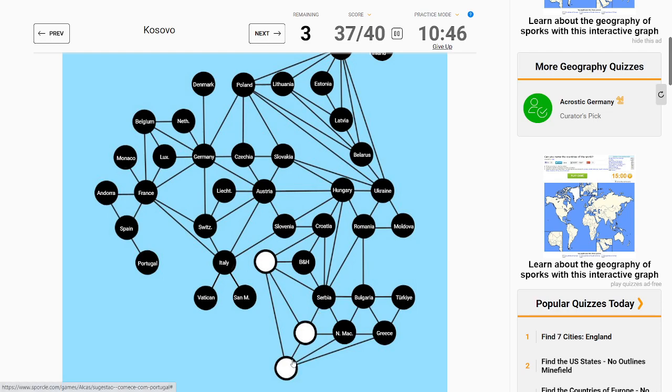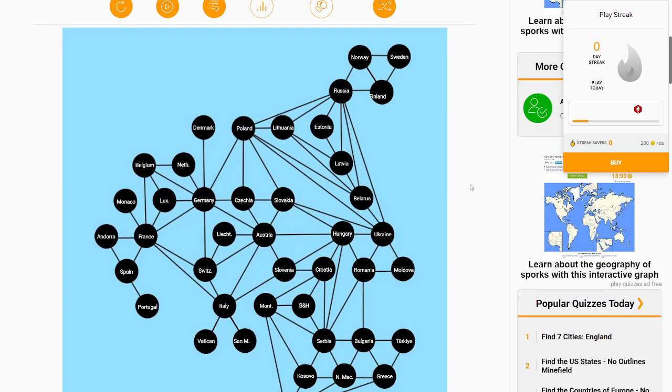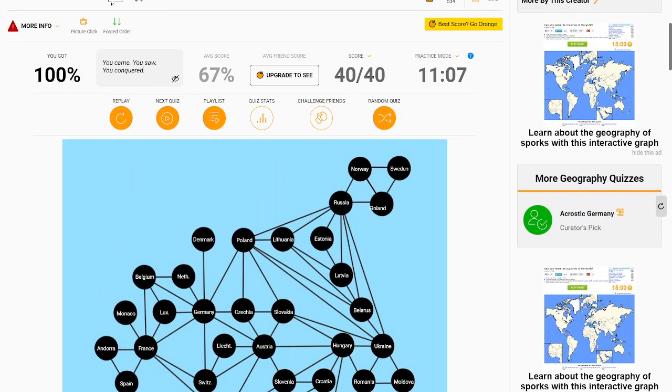Right, what doesn't border Serbia? I don't think Serbia borders Albania. Could be wrong. No, I'm right. So this should be Kosovo, because that also borders North Macedonia. And then the last one would be Montenegro. Perfect. So we got 100% on that.